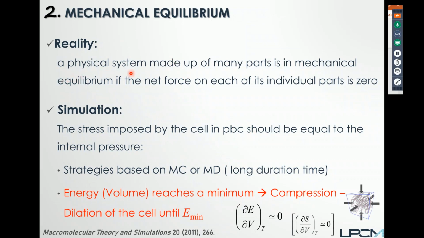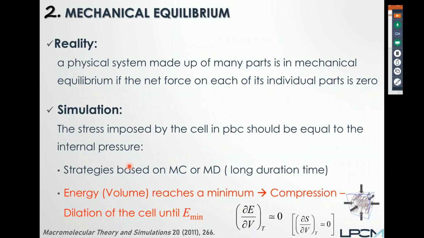What is the reality? A physical system made up of many parts is in mechanical equilibrium if the net force on each of its individual parts is 0. So in simulation, the stress imposed by the cell, you see the cell here, in periodic boundary conditions, should be equal to the internal pressure.